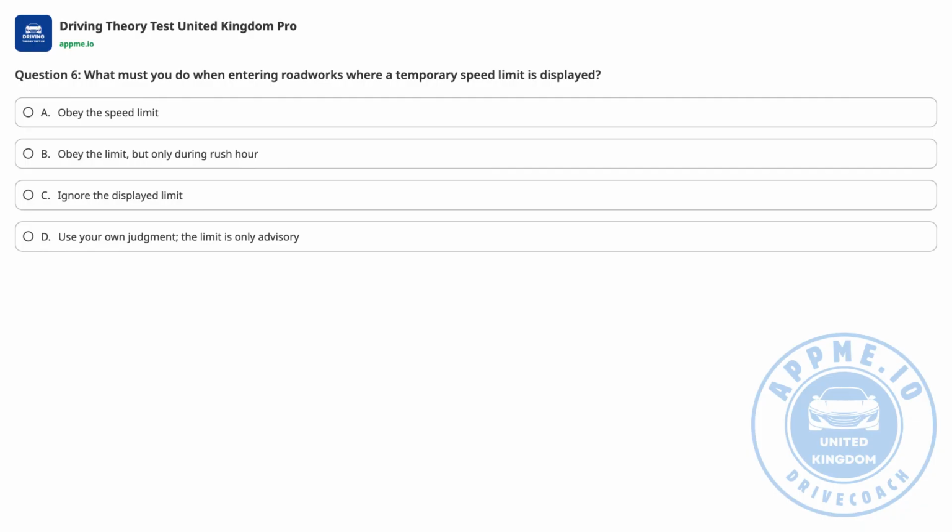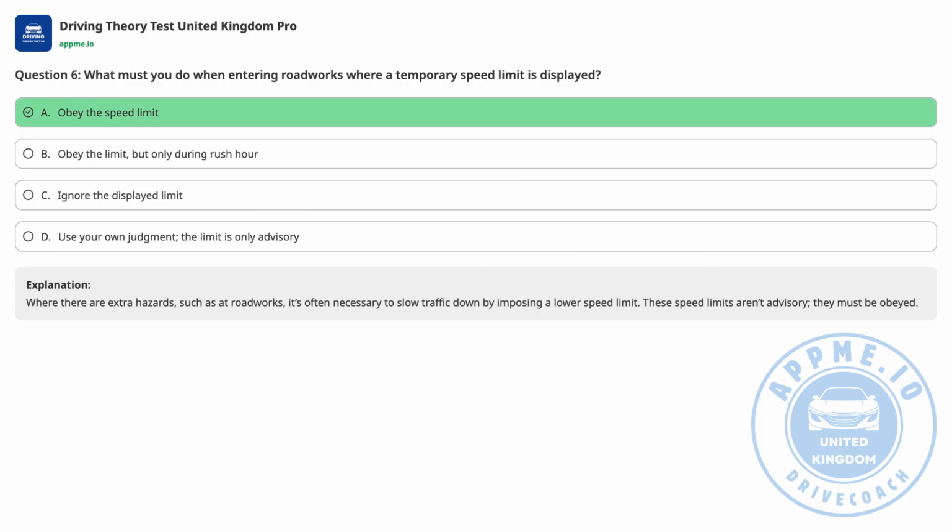Question 6. What must you do when entering roadworks where a temporary speed limit is displayed? A. Obey the speed limit. B. Obey the limit, but only during rush hour. C. Ignore the displayed limit. D. Use your own judgment. The limit is only advisory. The correct answer is A.